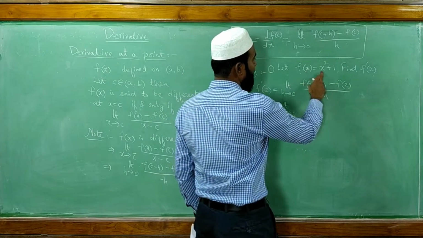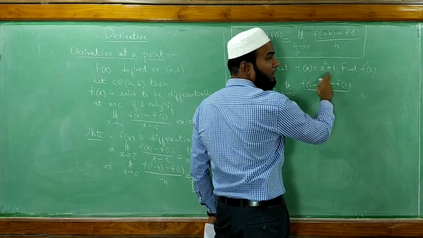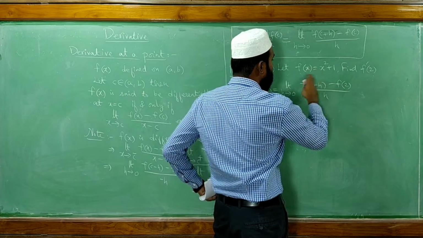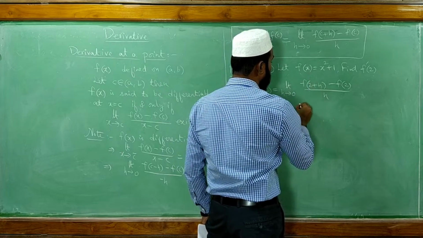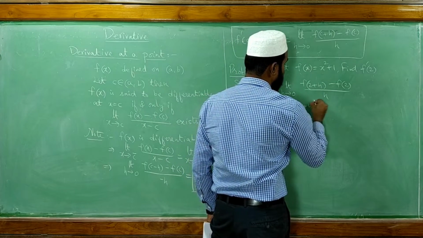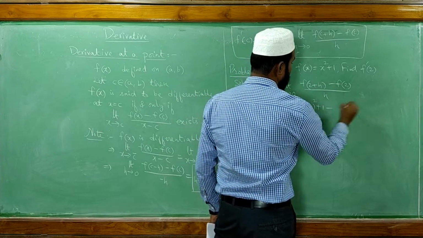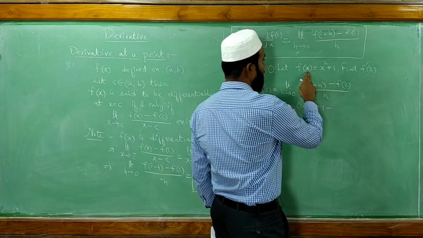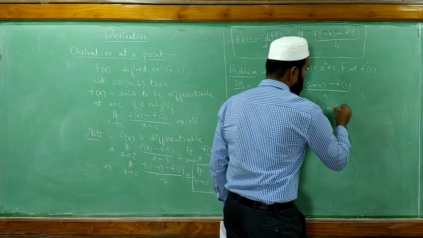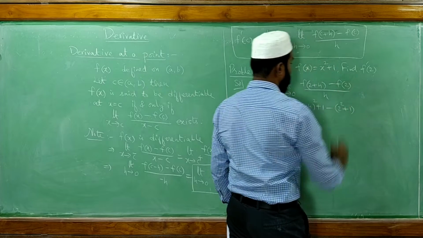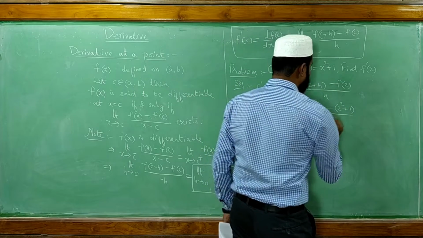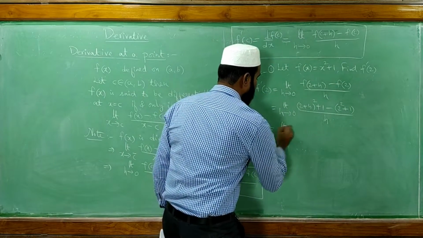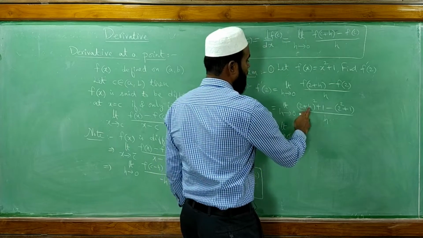f of x is given to be x square plus 1, so I have to use this definition. f of 2 plus h means (2 plus h) whole square plus 1, minus f of 2. f of 2 means 2 square plus 1. So minus (2 square plus 1), right? This is divided by h. Now let us simplify this. Limit h goes to 0, (2 plus h) whole square.